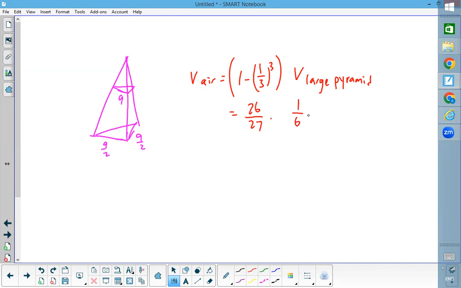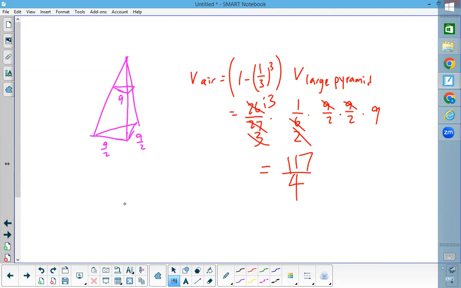So you just do the multiplication. It's 1/6 times 1/6 ABC. That's 1/6 times 9/2 times 9/2 times 9. And then we cancel as much as we can. 3, 9, this is 2. Now you can solve: this is 13. So you get this is equal to 117 over 4. That's the volume of the air.